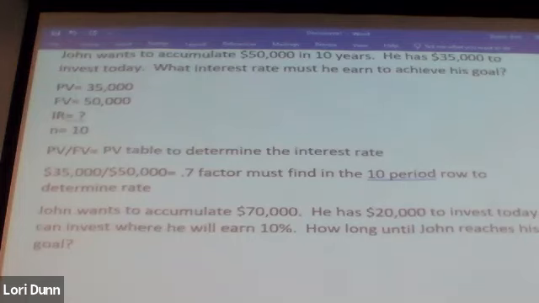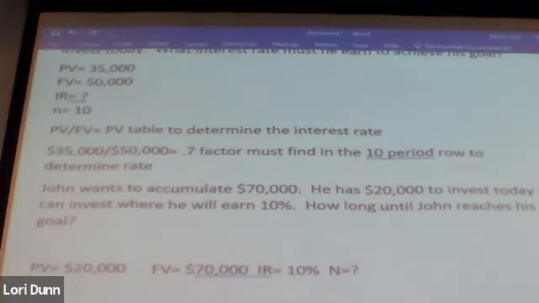So again, look to see what variables you know. Do you know present value? 20,000. Future value? 70,000. Interest rate? 10%. So it's the N we're looking for, how many periods. And guys, sometimes I interchangeably use small n and capital N. It's not on purpose, it's just whatever I hit. So don't think that they're different.